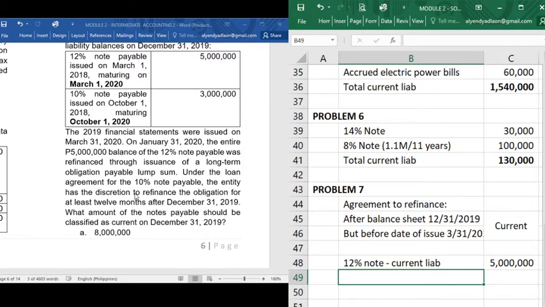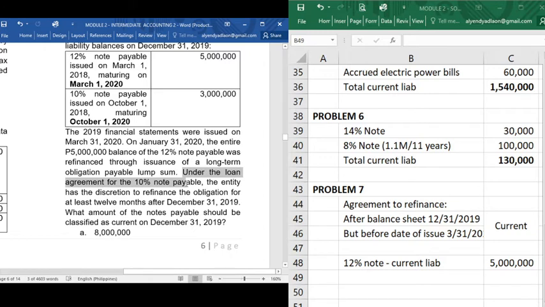Okay, now how about the second note? For the second note, under the loan agreement for the 10% note payable, the entity has the discretion to refinance the obligation for at least 12 months after December 31, 2019. Take note that under the requisites for current liabilities, the entity shall not have the unconditional right to defer settlement for at least 12 months. They should not have that right. Now, since in this problem the right to defer the settlement, or the right to refinance, already exists.